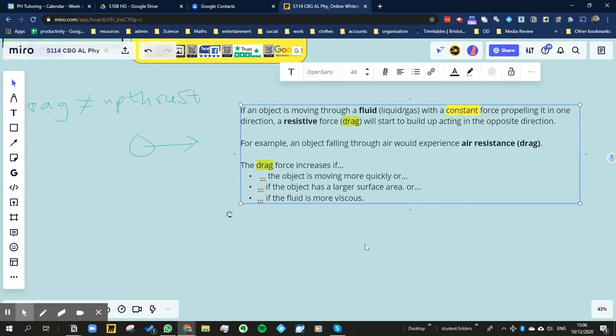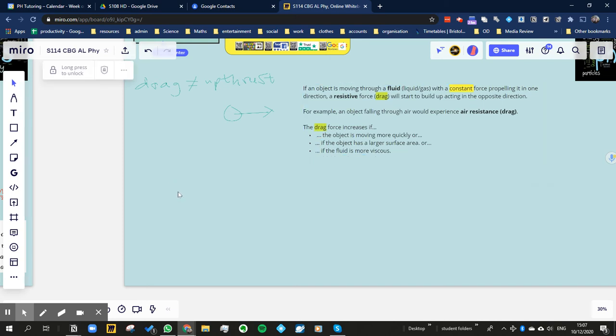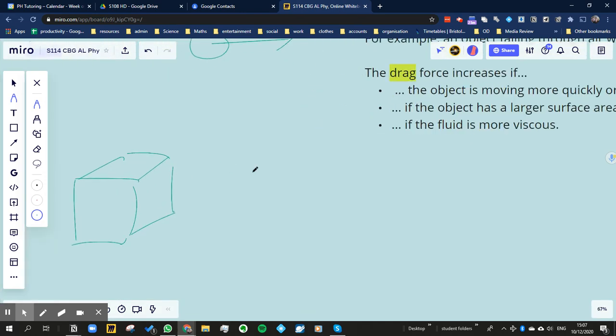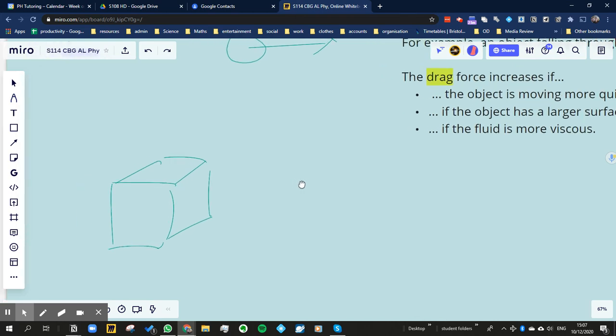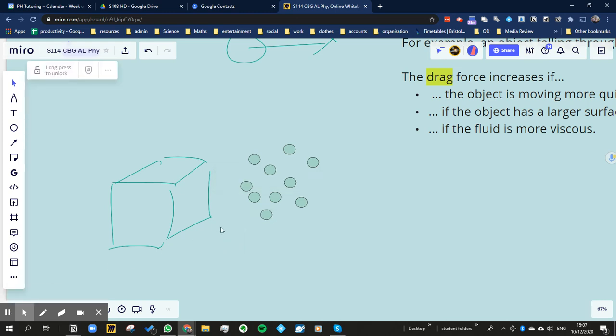Well, if we think about what's actually causing this drag to occur, let's start off by drawing a cube, and imagine this cube is moving through the air. Now the air particles are going to be everywhere. So let's draw a few air particles. Okay, so there are some extremely large air molecules. But just to make a point, if this object was trying to move through these air particles, they're going to slam into the side of it, aren't they?